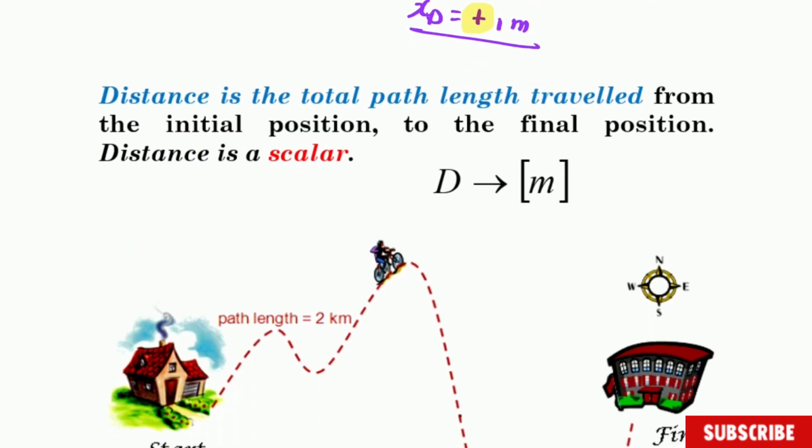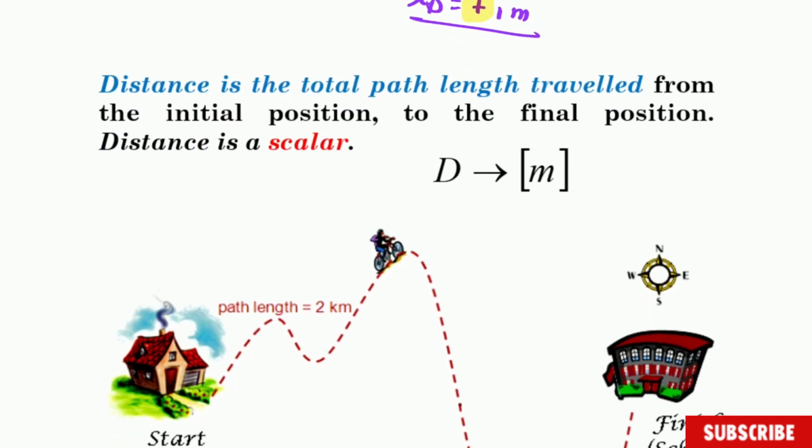Now, two important concepts here. Distance. Now, what is distance? Distance is the total path length traveled from the initial position to the final position. And distance is a scalar quantity. The symbol is a capital D, as you can see there.